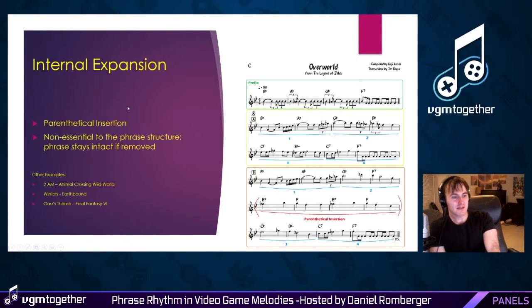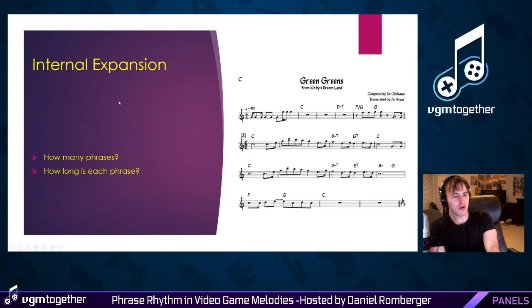Okay. So I have one more example of internal expansion to talk about, and this is Green Greens from Kirby's Dream Land. Once again, I would like to ask you, how many phrases and how long is each phrase? I'm also using the Superstar Ultra version because it's nice.